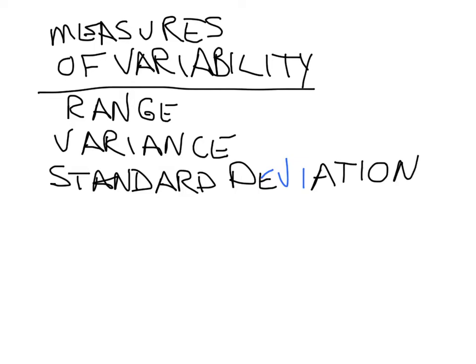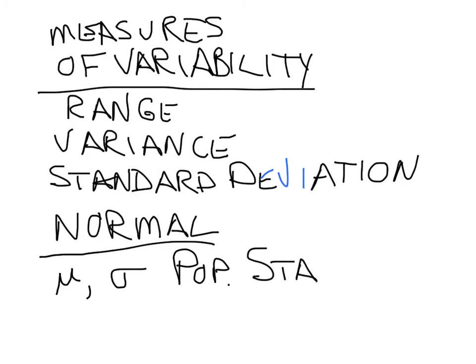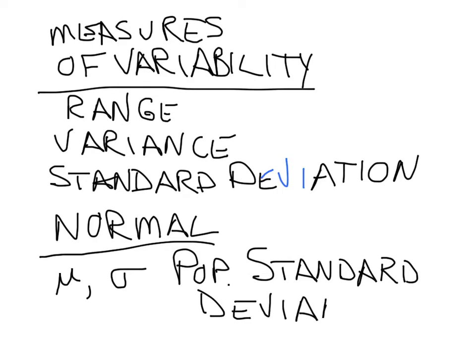Okay, and here again we're going to think about the normal curve. When we talk about the normal, the information that you get is always going to be the mean and the standard deviation. In that case, the standard deviation is the population standard deviation. And its name is sigma, which is the 6 laying on its side.